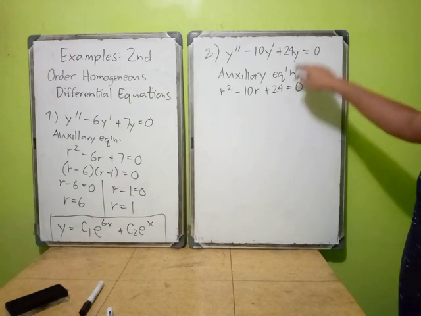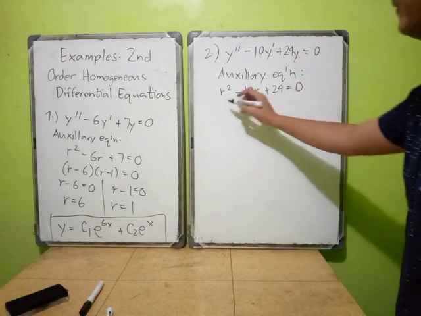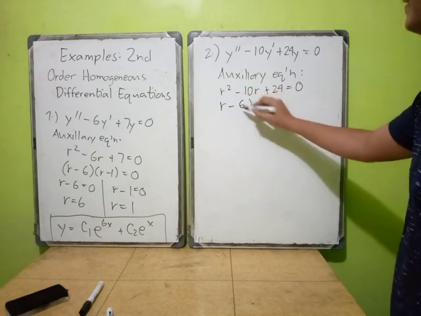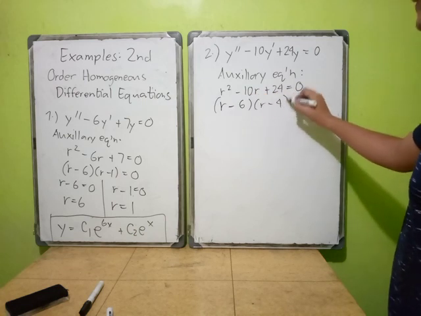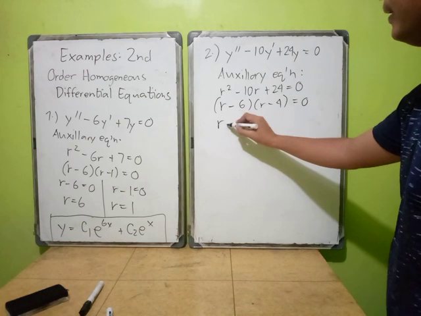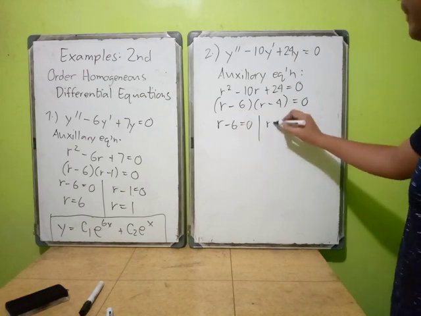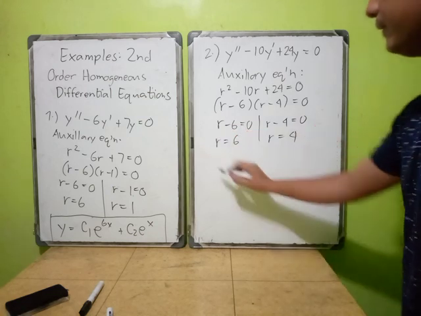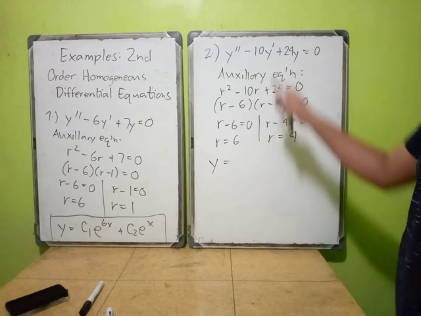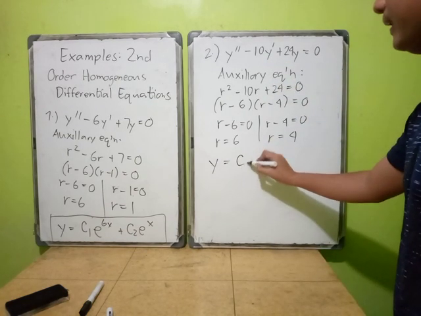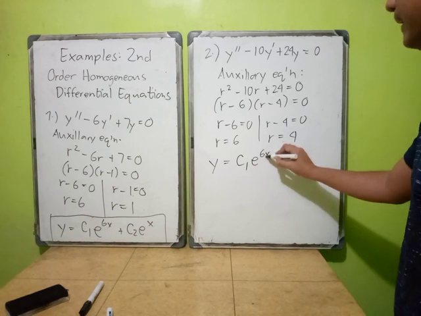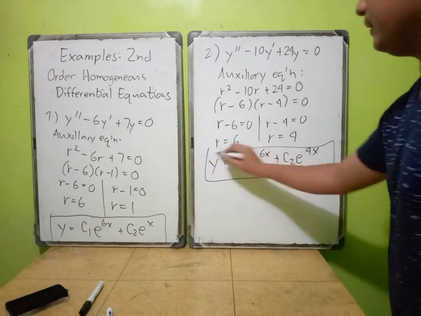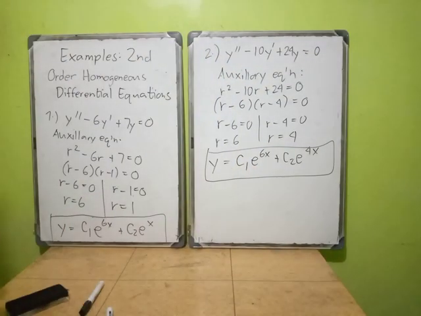Since 24 times 1 is equal to 24, obviously we can factor this one. Its factors are r minus 6 and r minus 4 equals 0. So we have r minus 6 is equal to 0 and r minus 4 is equal to 0. So r is equal to 6 and r is equal to 4. Therefore, our answer to this homogeneous differential equation is y is equal to c1 e to the power of 6x plus c2 e to the power of 4x. This is your final answer for this second example.